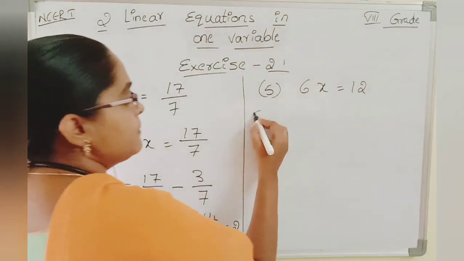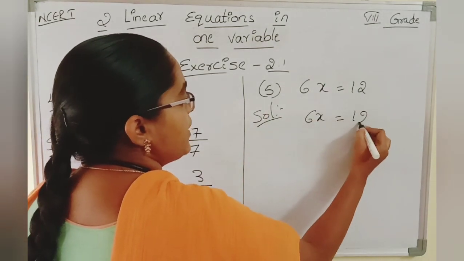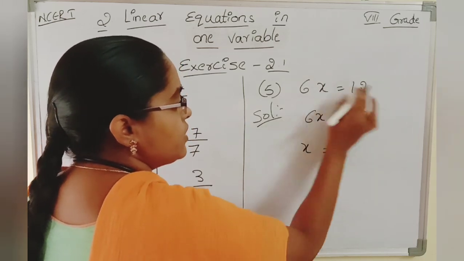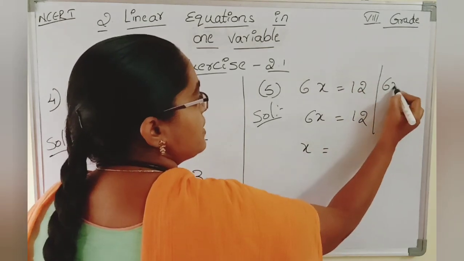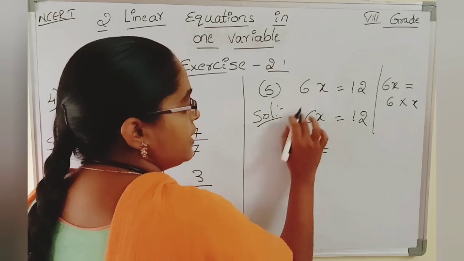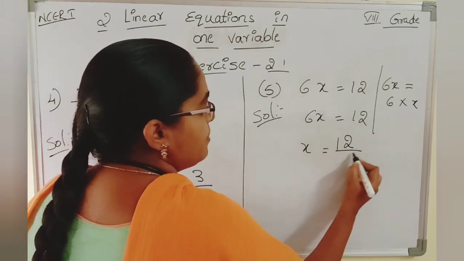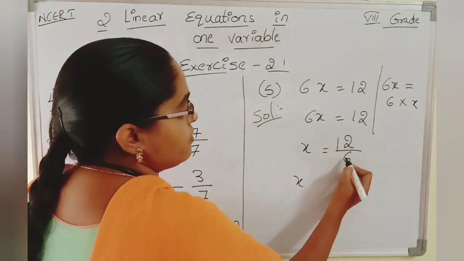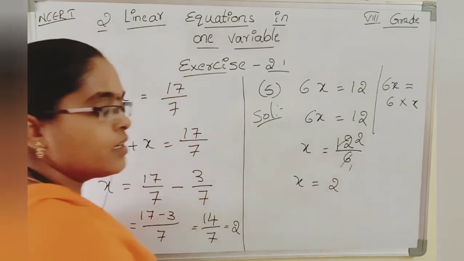See the next one. 6x is equal to 12. So I want only x here. x is equal to 12 divided by 6; this 6 I need to send to RHS. 6x is nothing but 6 into x. So whenever we are sending any number which is in multiplication to the opposite side, it becomes division. So 12 divided by 6. 6 ones are 6, 6 twos are 12. So x is equal to 2 is the answer.